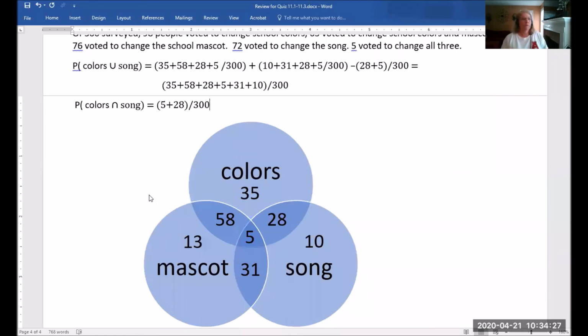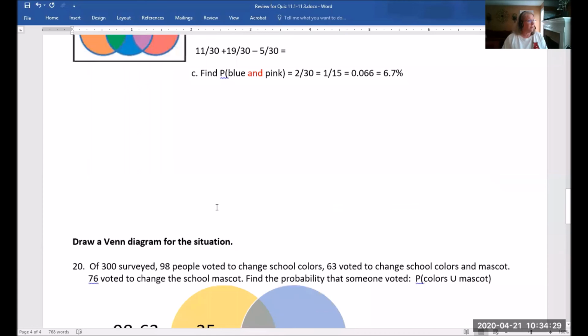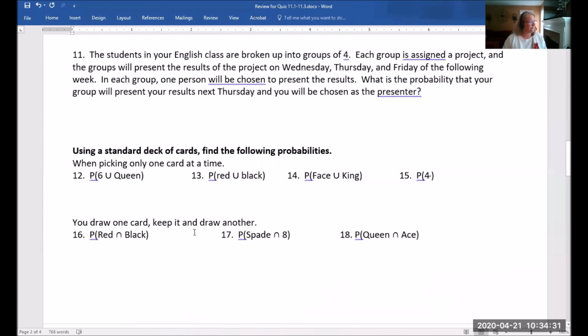Okay, so let's go back up here. Someone's asking about cards. So let's talk about red and black. That would be 100%, wouldn't it? Well, actually, this wouldn't be red. This wouldn't be. Draw one card, keep it, and draw another. That's the key with these. On the first one, we pick only one card at a time. So what does that mean? This one's going to be independent. Or actually, this is an "or" statement. My bad. This is going to be mutually exclusive or inclusive.